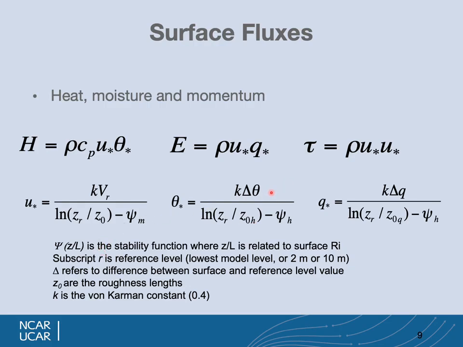All of them are related to the lowest level, but in the case of theta and Q, it's the lowest level minus the surface. And we don't yet know the surface theta, which is the skin temperature, and similarly we don't really know the surface moisture. And we won't know any of those until we've run the land model. So we don't know enough for the heat flux yet, but we do have U star. So this is used in the computation of the land model to come up with the fluxes later on.